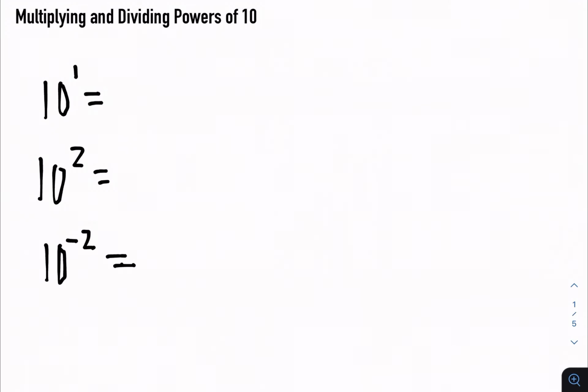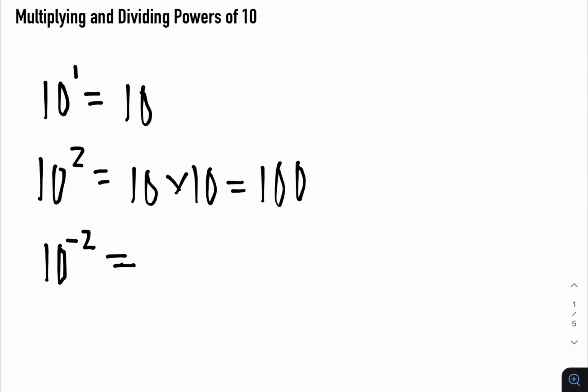So in this video, we'll be learning about multiplying and dividing powers of 10. So let's review the powers of 10 first. When we have a number like 10 and we raise it to the power of 1, this just equals 10. And when we have it squared, so 10 to the second power, that's just 10 times 10, and that equals 100. When we have 10 to the negative second power, we just do 1 over 10 to the second power, which equals 1 over 100.